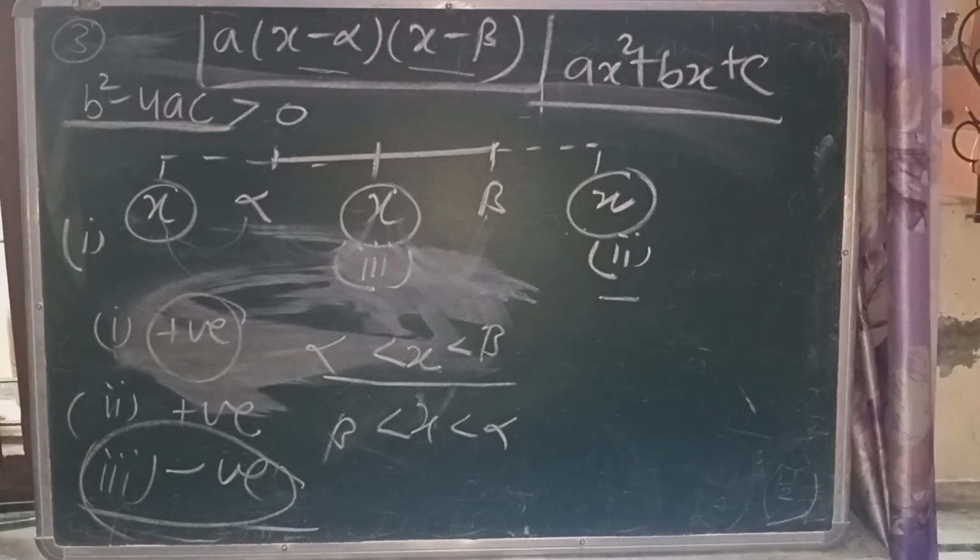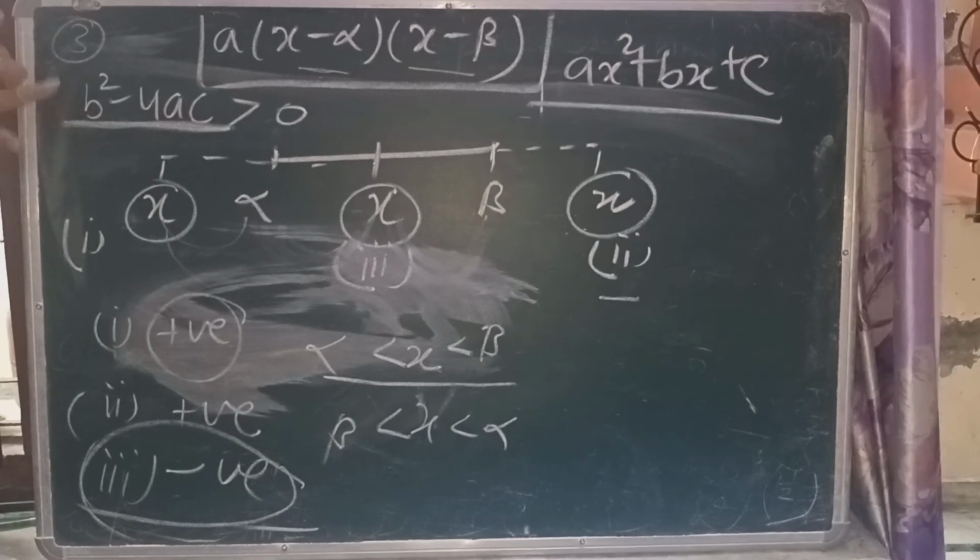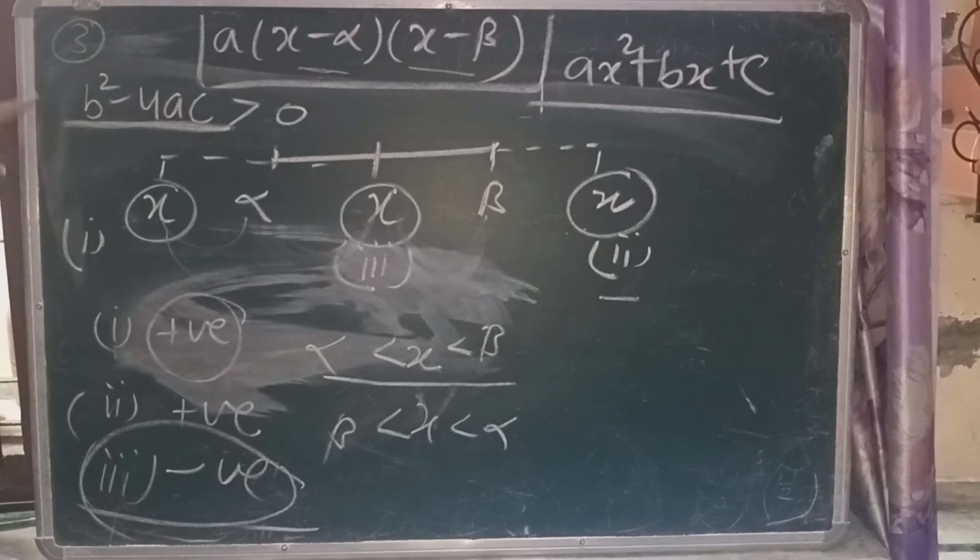So three cases we have studied. The first case was when the discriminant, b square minus 4ac, was equal to 0, then the expression was completely positive. Second was when b square minus 4ac is less than 0, then we made it a perfect square and showed that it will always be a positive expression.